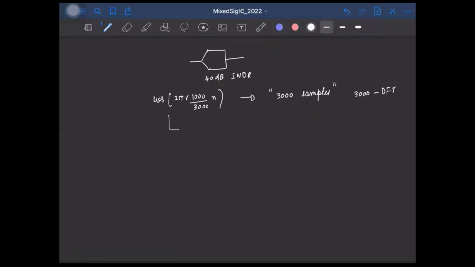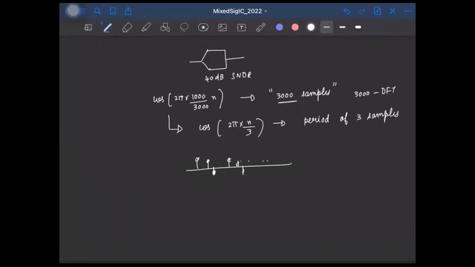Okay, so this was the input signal that we gave, right? And how does this simplify to? This is cos 2 pi times n by 3. Okay, so which means this has only a period of 3 samples. That is, even if I take 3000 samples, it has only 3 unique values, right? So maybe it just looks something like this. Which means even the quantization noise is going to be periodic, right? So that will also be some periodic signal like this, right?